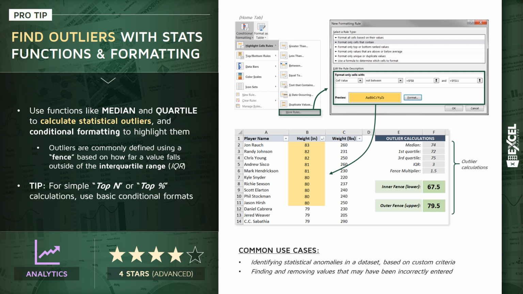So common use cases here, first and foremost, identifying any statistical anomalies in a data set based on this custom criteria that you define. And second, finding and removing values that may have been incorrectly entered. So if we saw a height here of 800 inches, that will very quickly be flagged as an outlier no matter what settings we choose. And that would be a pretty good indication of user input error and not just a very, very tall human being. So with that, let's jump into our pro tip workbook. We're going to take a look at this exact demo data set and run through this process step by step.